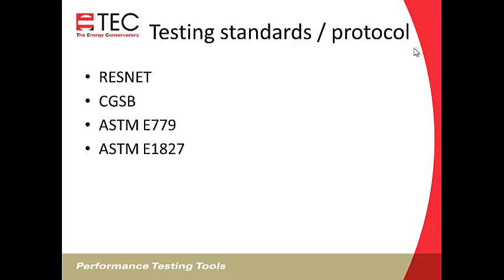The CGSB test has 8 data points between 15 and 50 pascals, so it takes 100 data points at each of those 8 pressures between 15 and 50 pascals, and determines the accuracy and repeatability in CFM50 based on those numbers, and it does a temperature correction.